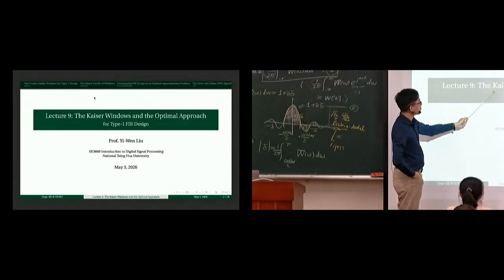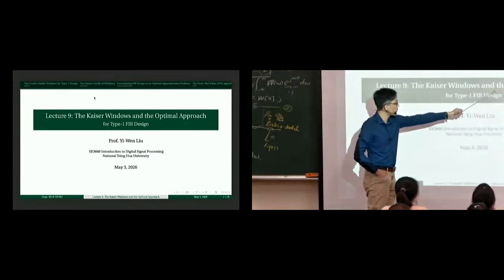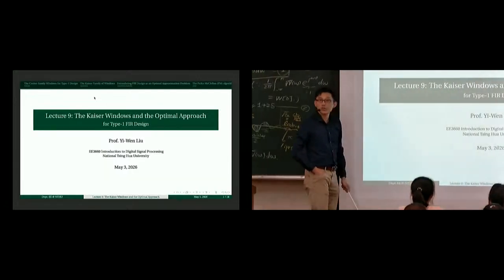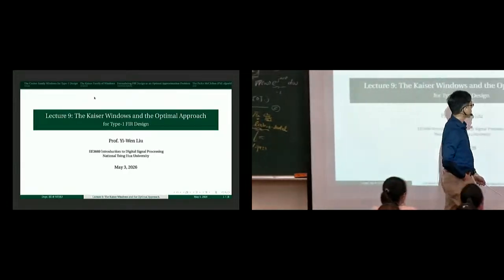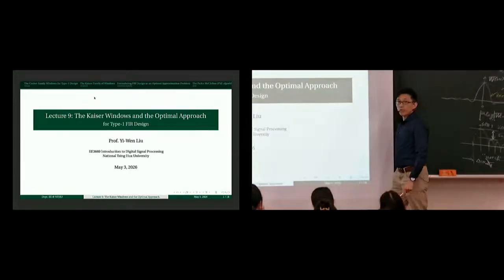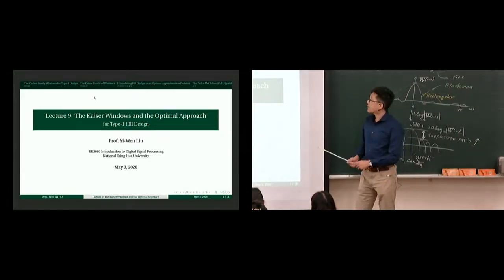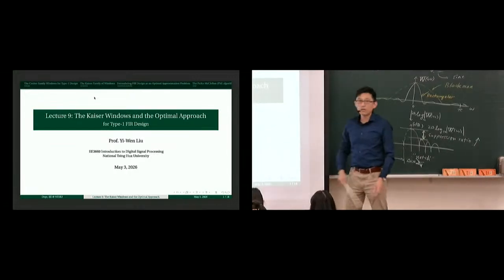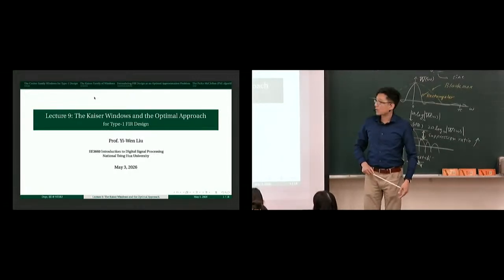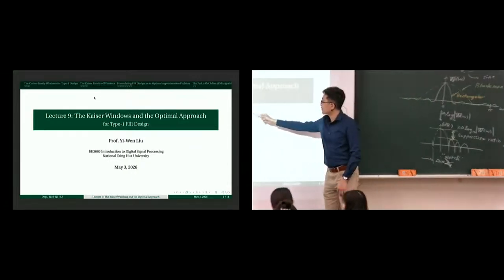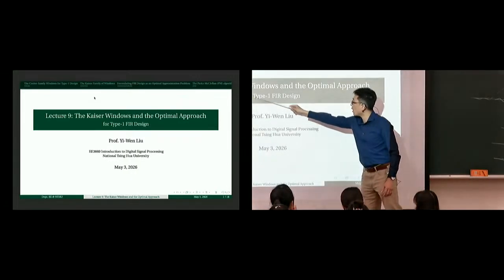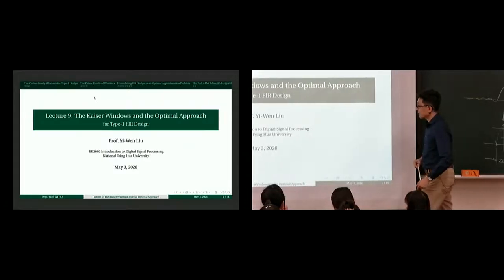So we cover the Kaiser family of windows. And then we switch to another topic that is fundamentally different. In the next approach, we'll be looking at a formulation. We will formulate filter design as a kind of optimization problem, and we call this approach the optimal approach for FIR filter design. And there's the buzzword type 1.